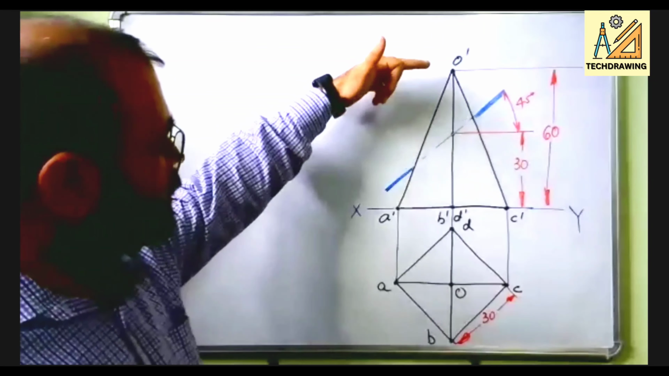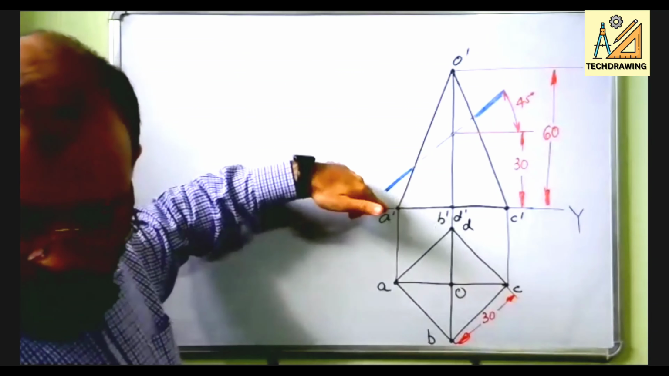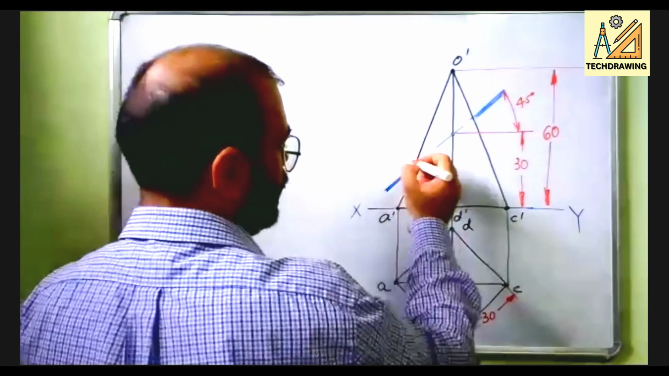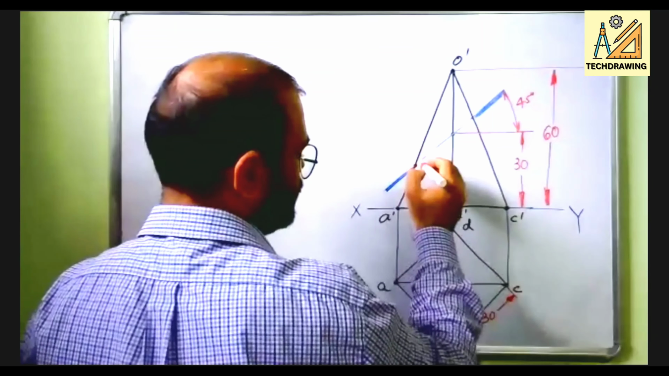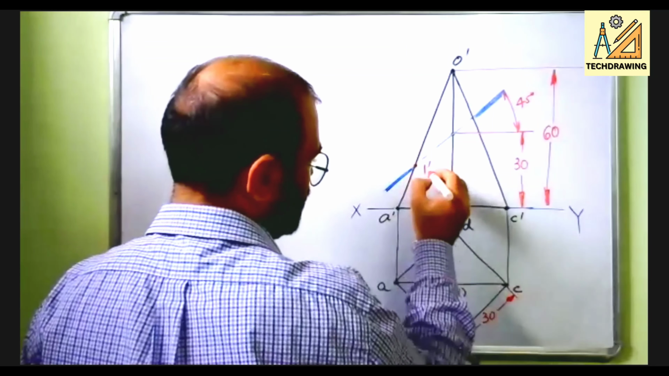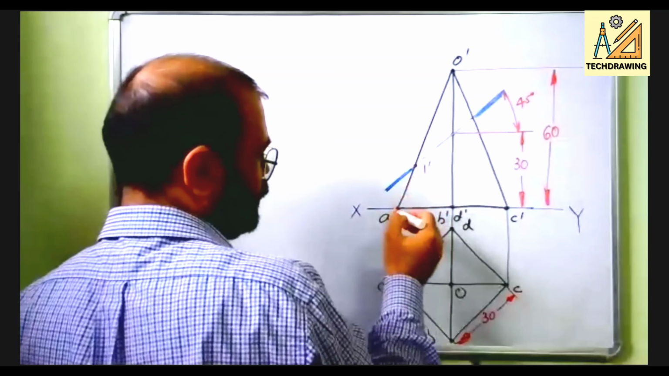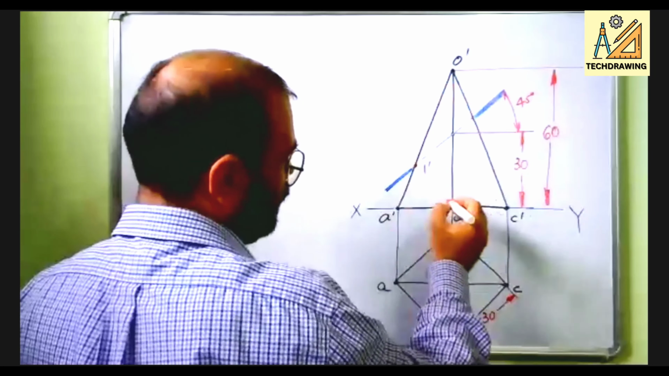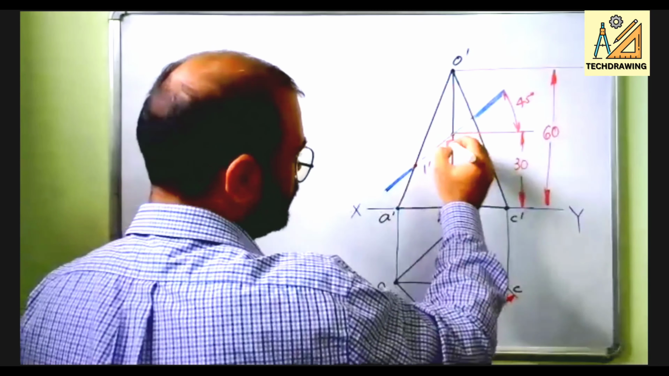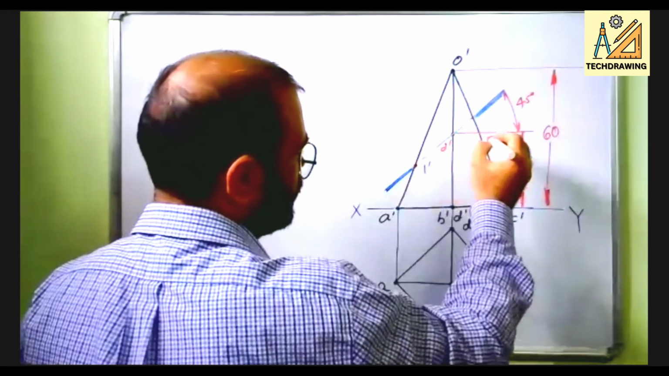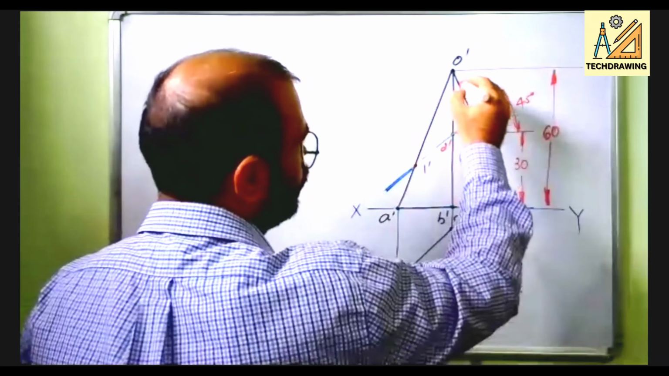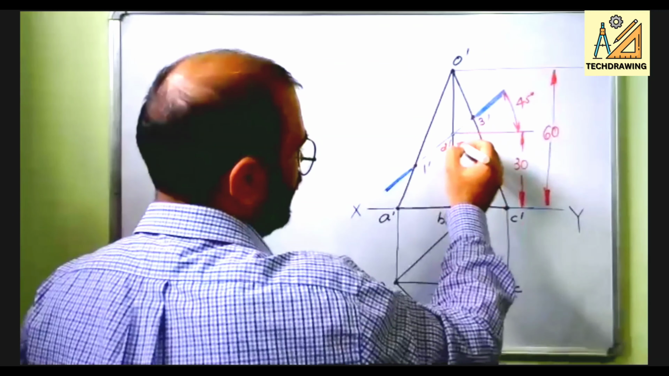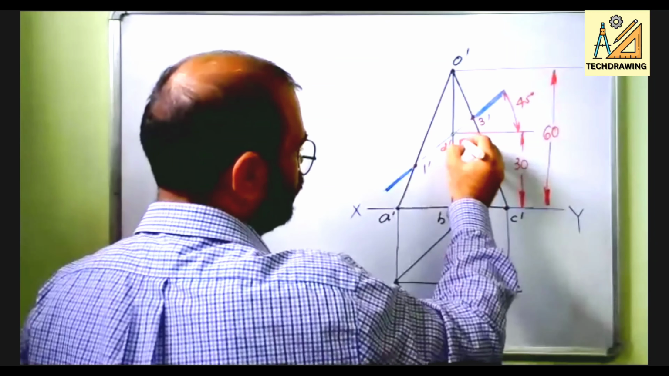Just see how we will be naming them. Wherever it is intersecting OA, say this is 1 dash, meaning corresponding to A, you name it 1. Then wherever it is intersecting OB, it will be 2 dash. Then OC, it will be 3 dash. And OD, it will be 4 dash.